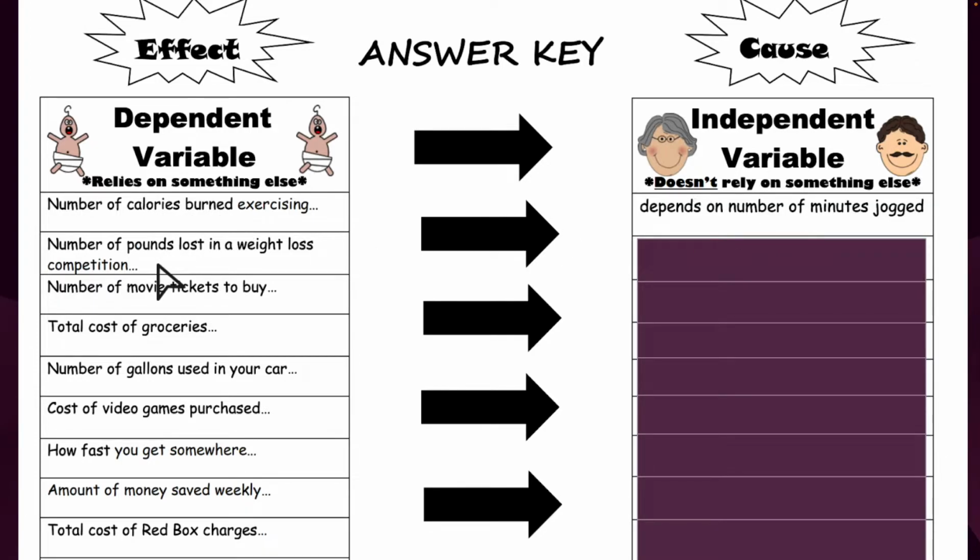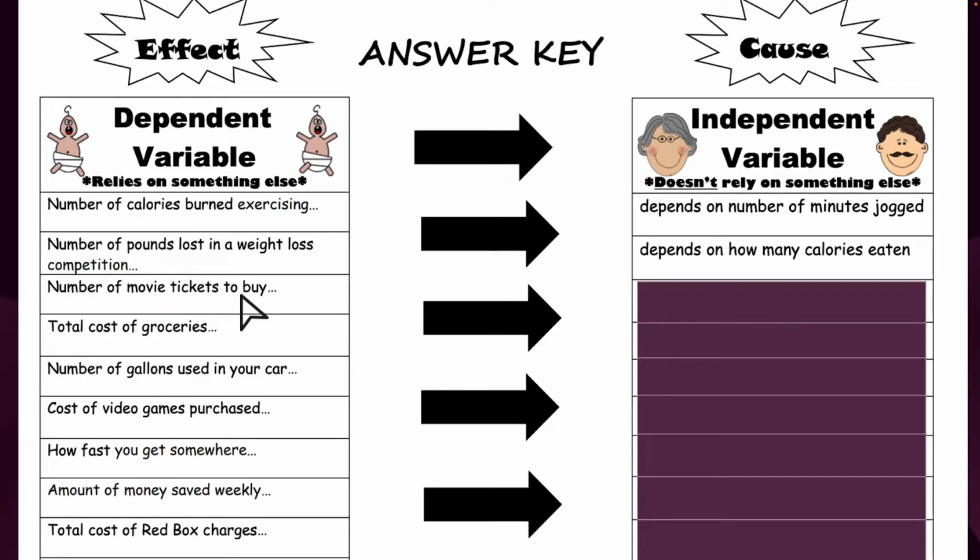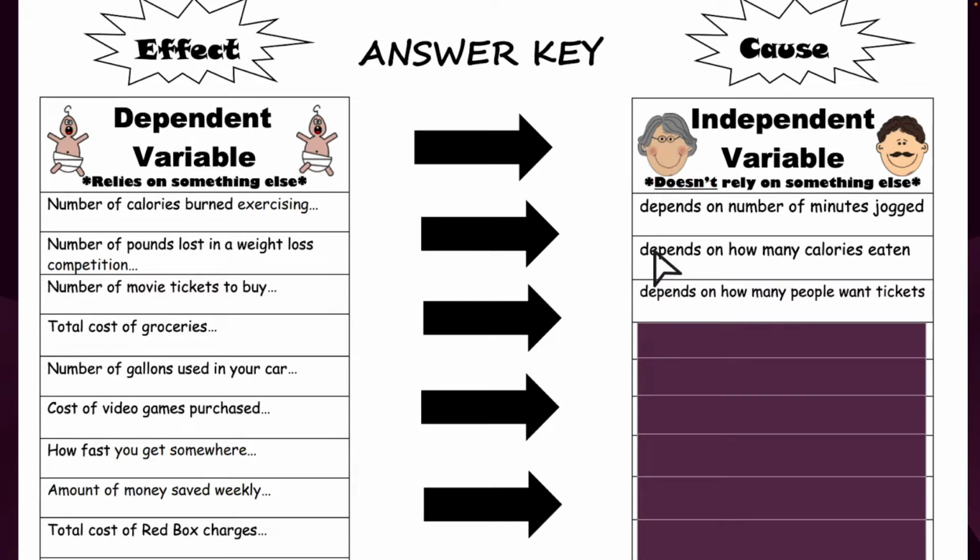Number of pounds lost in a weight loss competition. Well, what could affect that? Let's see. So it depends on how many calories are eaten. Well, that could definitely have a big deal. If you are eating too much during a weight loss competition, maybe you won't be losing weight. That could also have to do with exercise too. There's a lot of different things that could change the amount of pounds that you're able to lose during a weight loss competition. But we're keeping it simple. Number of movie tickets to buy. So what could cause that to change if we had people with us? So wouldn't that depend on the number of people that wanted tickets?